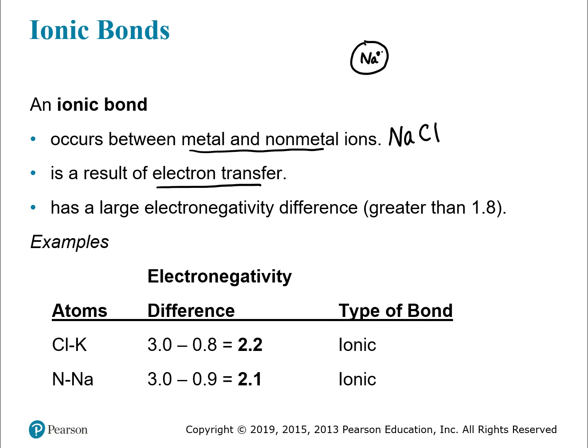So if we had that single valence electron from sodium, and we've got this chlorine that is just itching to have one more electron, that sodium is going to lose its one valence electron and give it to the chlorine. That is transfer. If you have an electronegativity difference that's greater than 1.8, you're now in ionic bond territory.